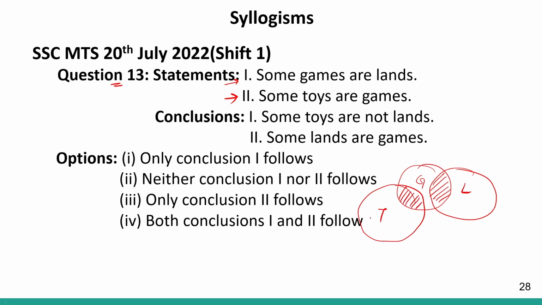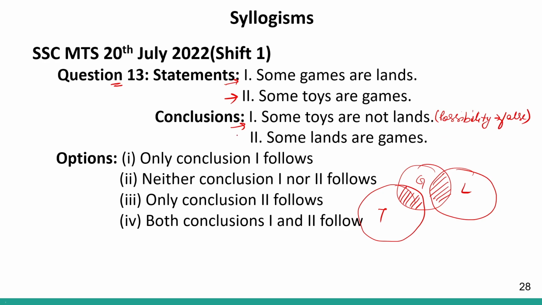Now let us look at the conclusion. Conclusion number 1 says some toys are not lands. So some toys are not lands is a possibility. Correct? It is a possibility. It may or may not be true. So if it is a possibility, it is false.